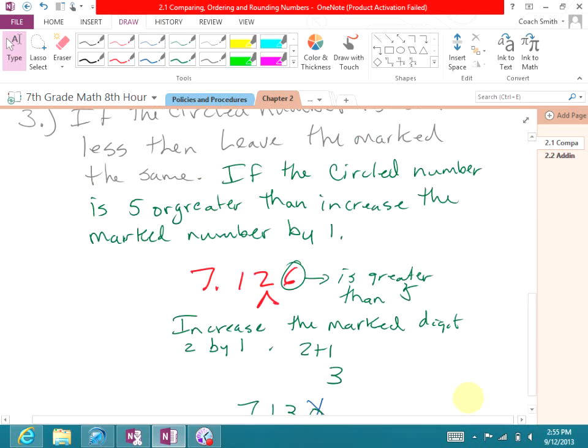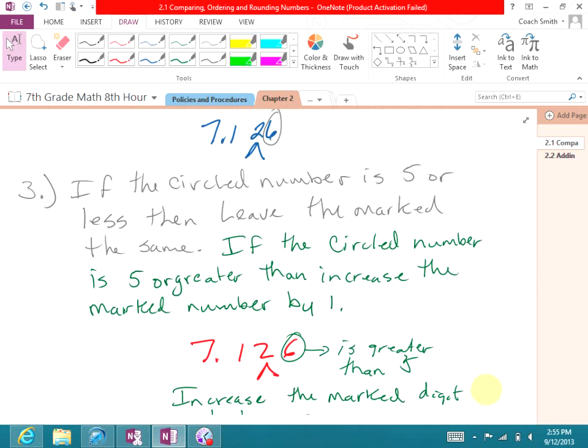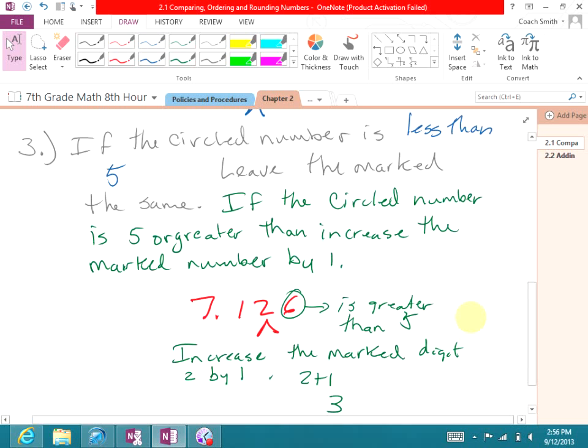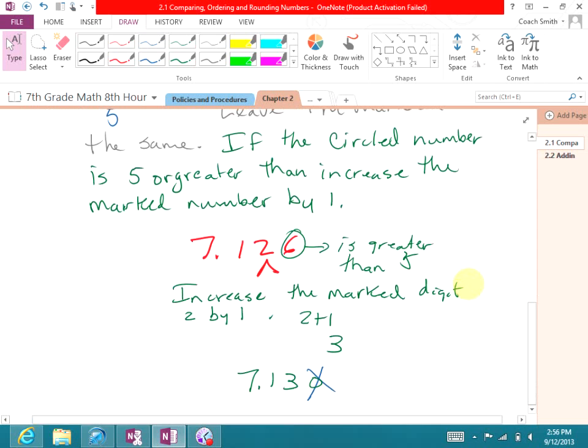Now let me go back up here. I miswrote up here. This should be, go back up here where it says, if the circled number is less than 5, okay, leave the marked number the same. Okay, I misstated that a while ago. I was writing faster than I was thinking, or thinking faster than I was writing, one of the two.